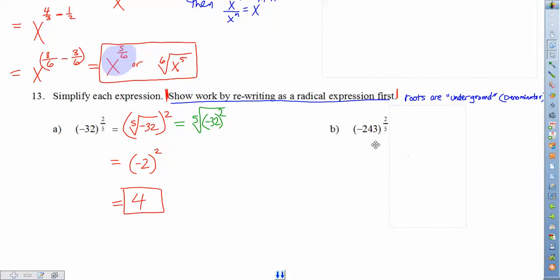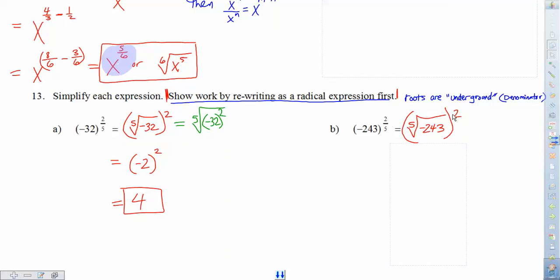Okay? So that's the one suggestion I would put on you: I would highly suggest doing the root first. That way you can do one of two things. Either do it mentally like I just did, the 5th root of negative 32 is negative 2, or you can use your calculator.